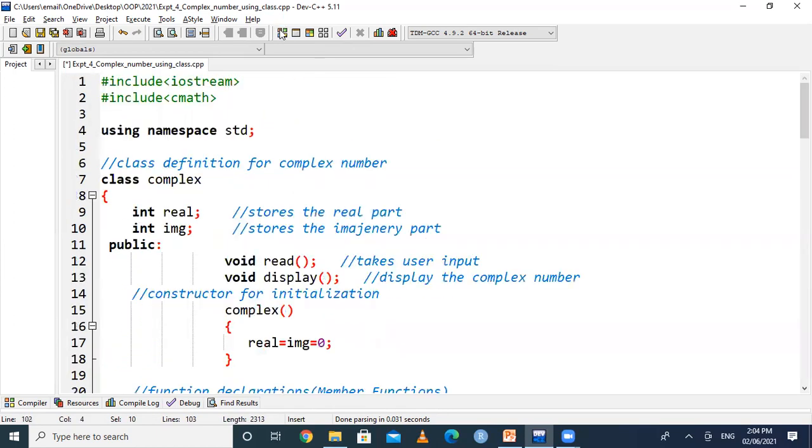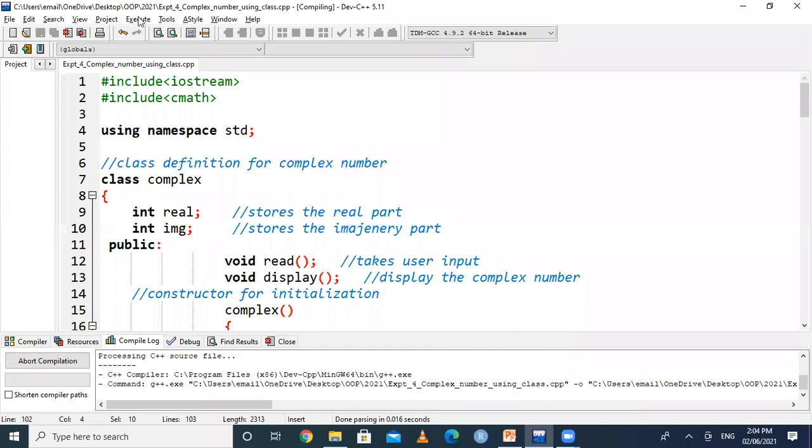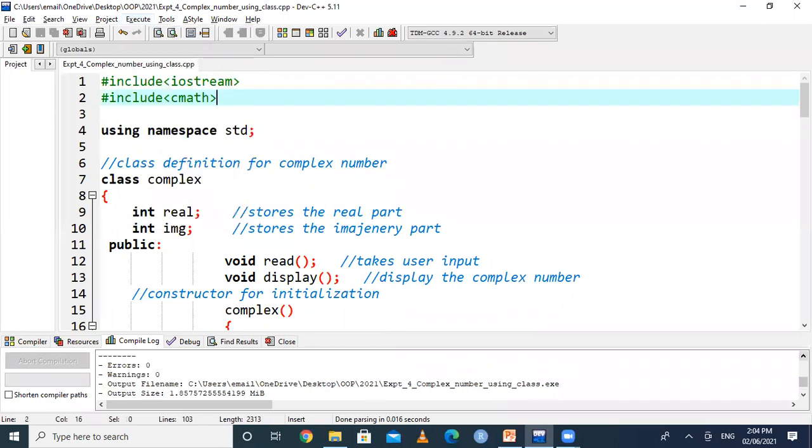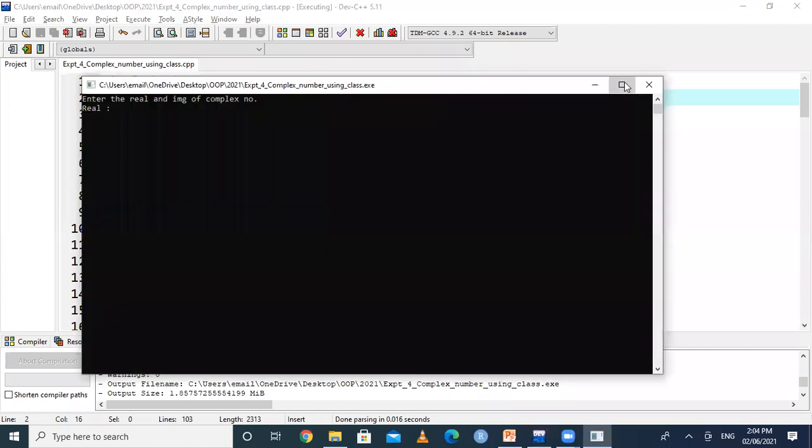We have to compile this program by using the option execute, and under that, compile. After there are zero errors and zero warnings, we go for running this program. After running it, a separate window opens, asking us to enter the real and imaginary parts of the complex number. Suppose the first number is 4 plus 5i, so the real part is 4 and the imaginary part is 5. Then it asks for the second number. Suppose that number is 10 plus 12i, so the real part is 10 and the imaginary part is 12.